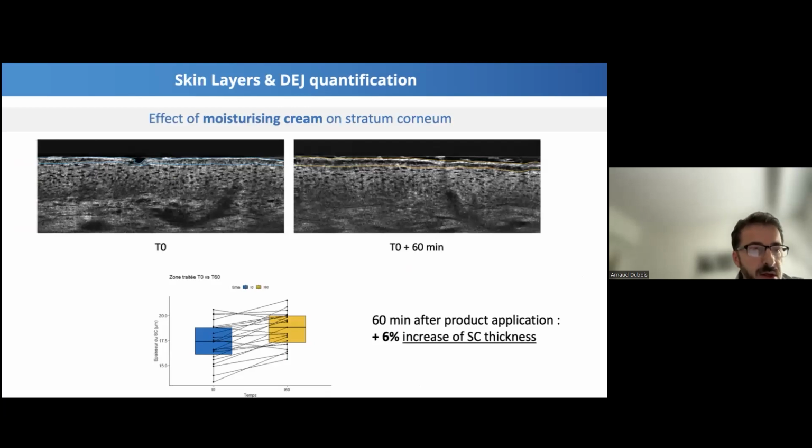The effect of a skin product was evaluated. So here it was a moisturizing cream. The effect of the moisturizing cream on the stratum corneum was studied 60 minutes, 1 hour after application of the cream. An average increase in stratum corneum thickness of 6% was measured.